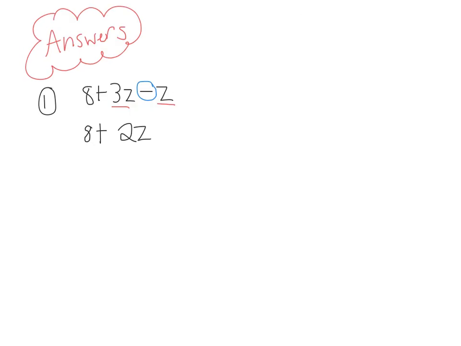For the answer for this first one, I just want to make sure you're very clear on it. So we had 8 plus 3z minus z to begin with, and when we're combining like terms, we do still have to pay attention to the operation symbols that are close to them. So even though we've got 3z's here and 1z here, when we're combining them, it actually asked us to subtract one of those z's from the 3z's, so we end up with 8 plus 2z as our final simplified expression.